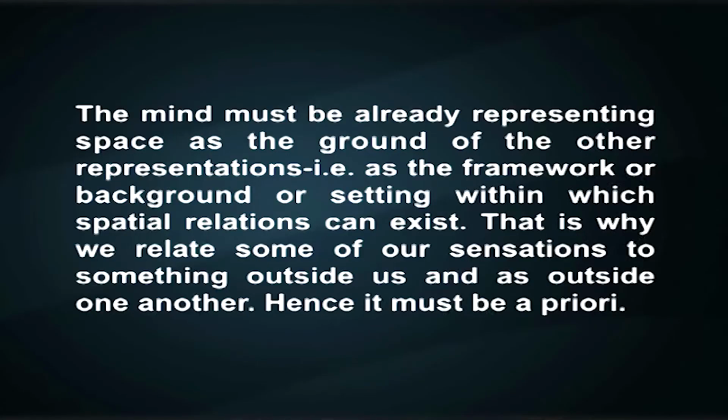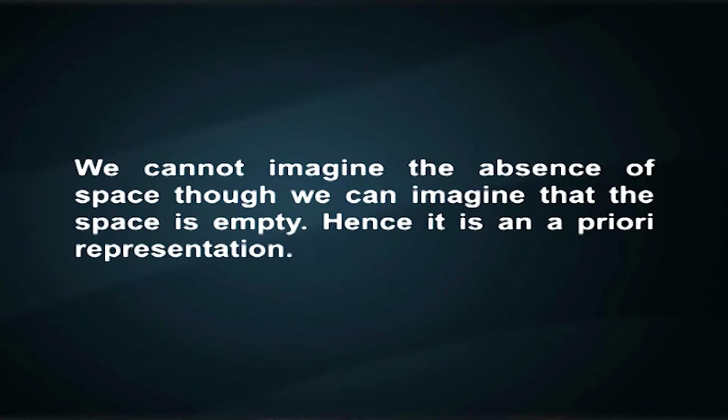The first one is, the mind must be already representing space as the ground of the other representations, that is, as the framework or background or setting within which spatial relations can exist. That is why we relate some of our sensations to something outside us and as outside one another. Hence, it must be a priori. The second one, we cannot imagine the absence of space, though we can imagine that the space is empty. Hence, it is an a priori representation.